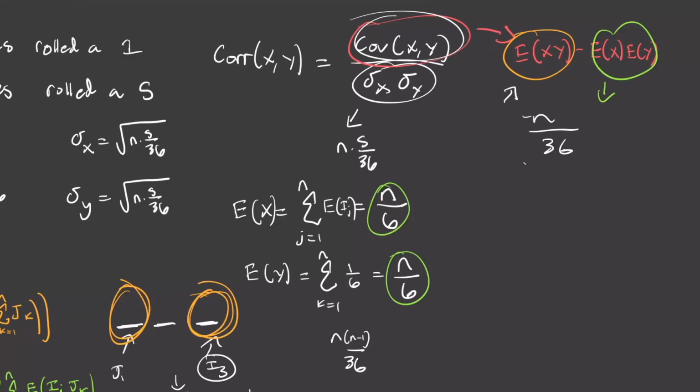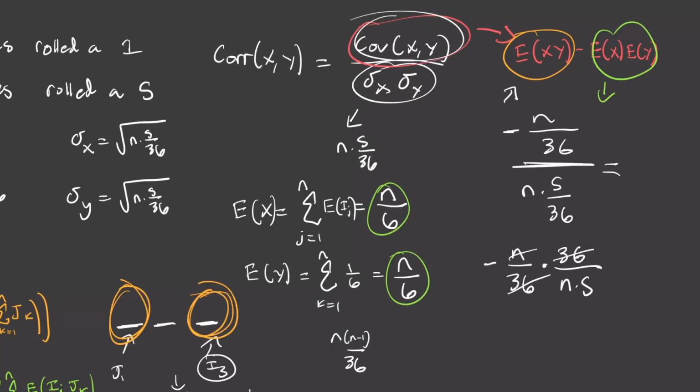So that's the term on top of our correlation, and then remember we got n times 5 on 36 for basically the multiplication of our standard deviations. So n times 5 on 36, and then on the top we have negative n on 36. So we can do this pretty easily. This is just going to be equal to negative n on 36, and then we can invert the bottom. So it's just going to be times 36 on basically n times 5. The 36's are going to cancel, the n's are going to cancel, and we're going to be left with just negative 1 on 5. So that is the correlation between x and y. So that's the final answer.